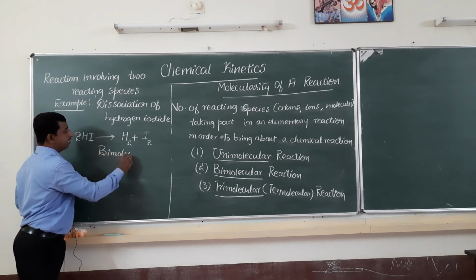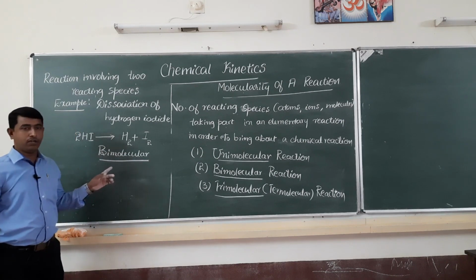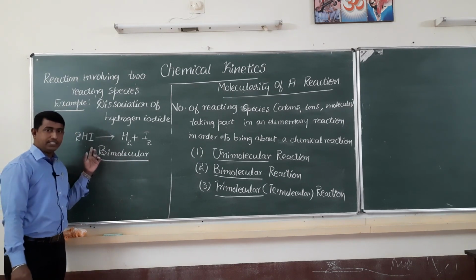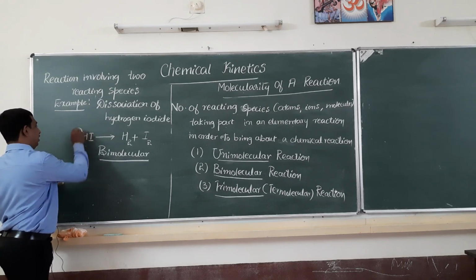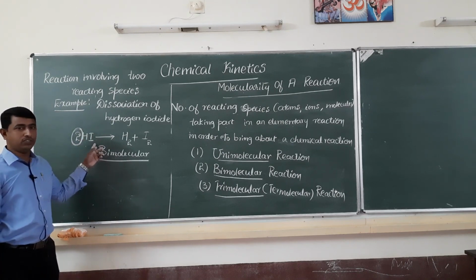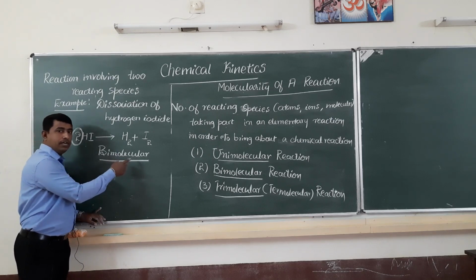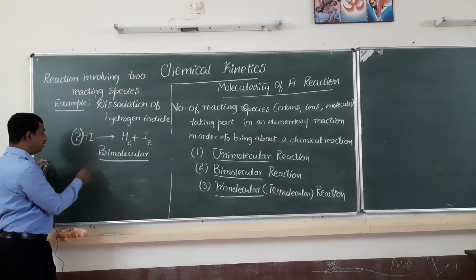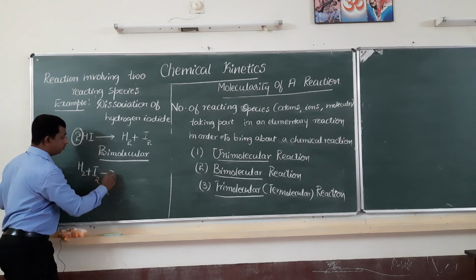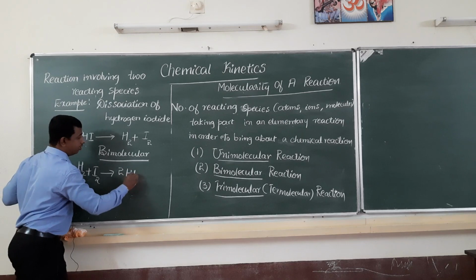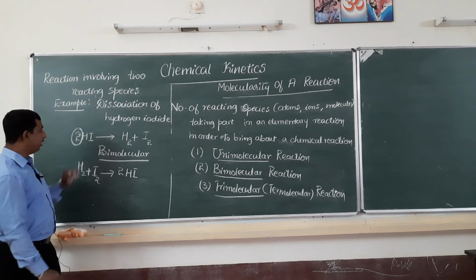This reaction is considered as what? Bimolecular reaction. Why is it bimolecular? Because this reaction contains two reactant molecules. You can see here, there are two molecules of hydrogen iodide. So this reaction is called as what? Bimolecular reaction. I will take the reverse reaction. H2 plus I2 giving 2HI. Even this reaction is also an example for bimolecular reaction.